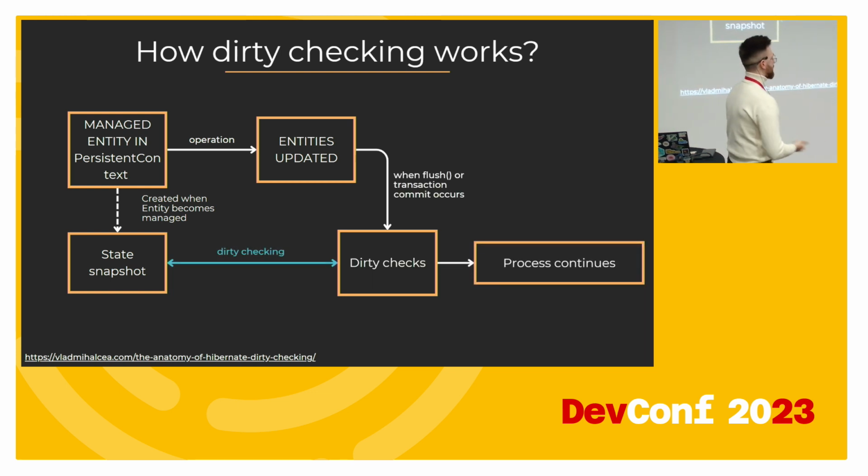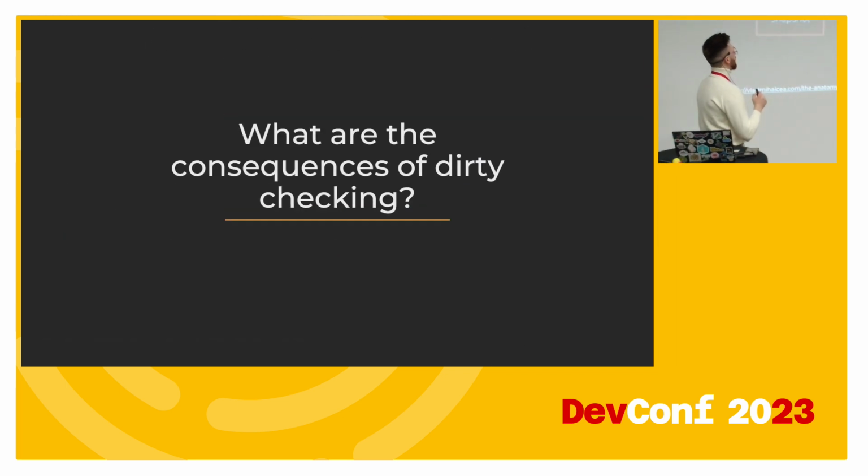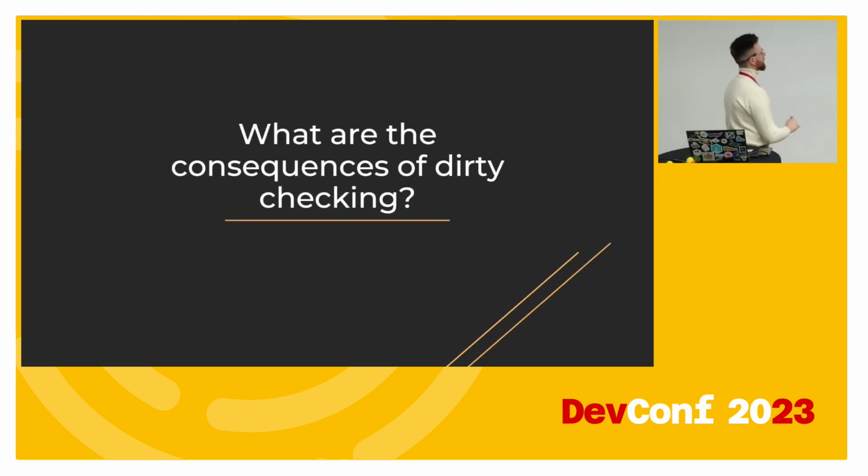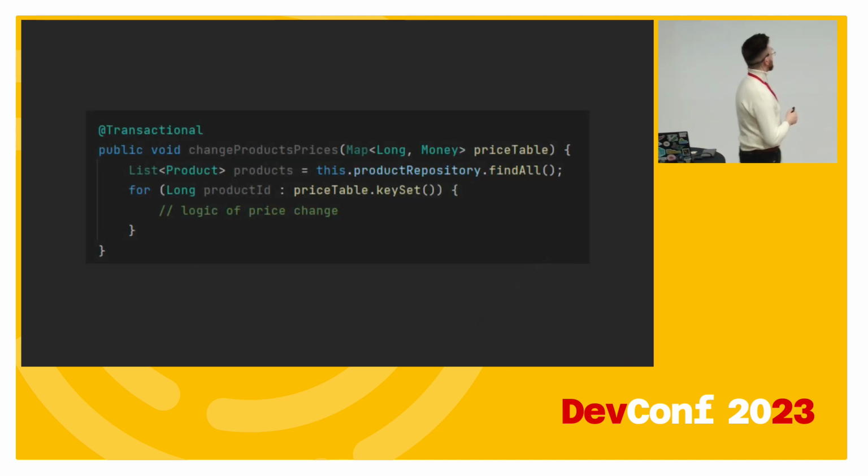And then the process continues. We are getting the SQL queries and so on. But what are the consequences of dirty checking? So here we have some method, of course, in transactional scope, and we are loading all products from database.